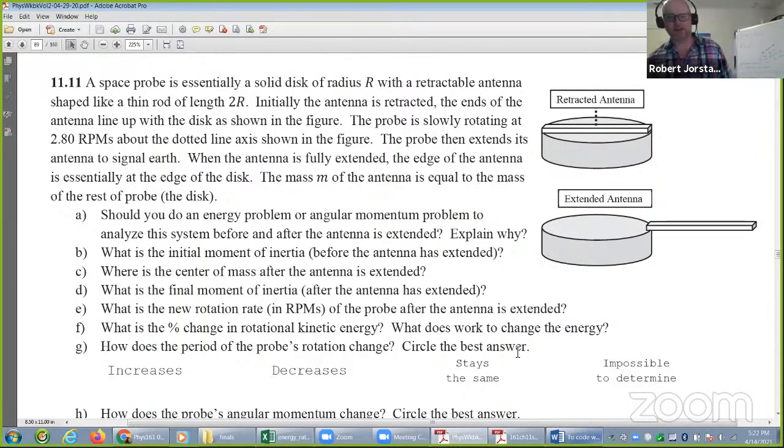All right, what's your gut tell you here? Should we do an energy problem, angular momentum problem? What do you think and why? Take a guess.